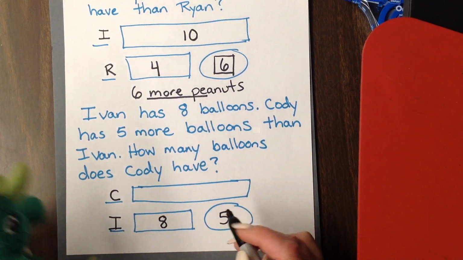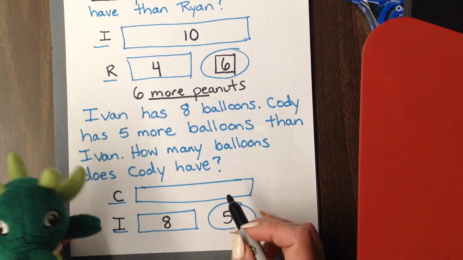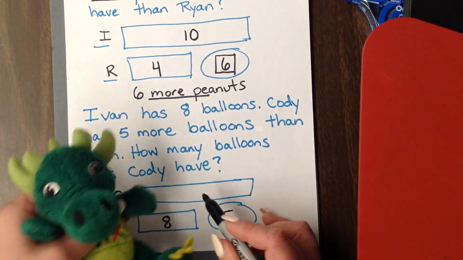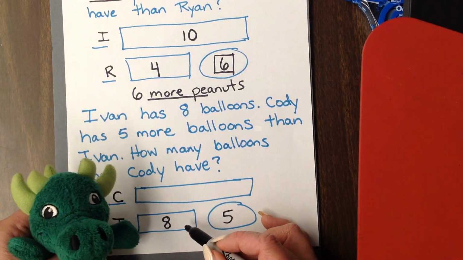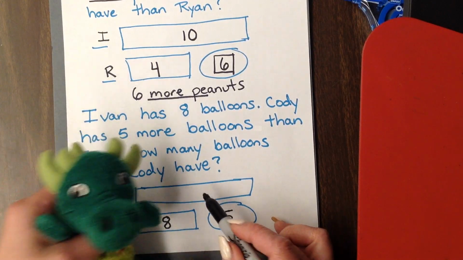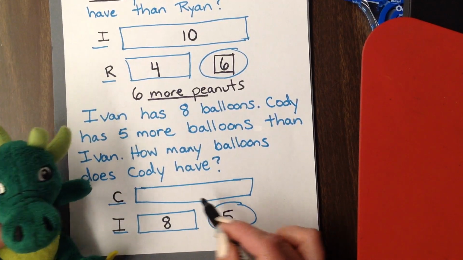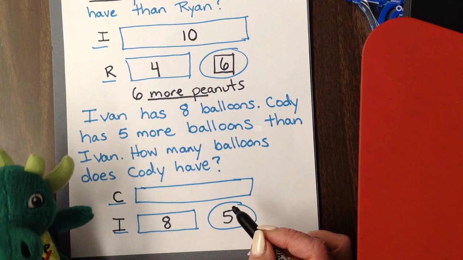Okay. And then what else? Yeah. So then you put these two together, and then you'd find out how much Cody has, because you have how many Ivan has and how many more Ivan would need, so it's fair, and that's how many Cody would have. So you put 8 and 5 together to figure out how many Cody has. Okay, so what's 5 and 8 together?